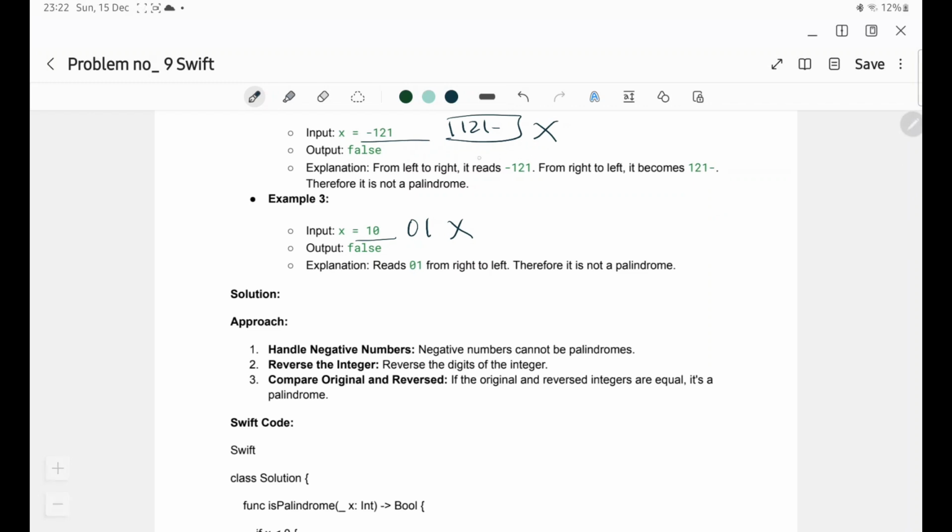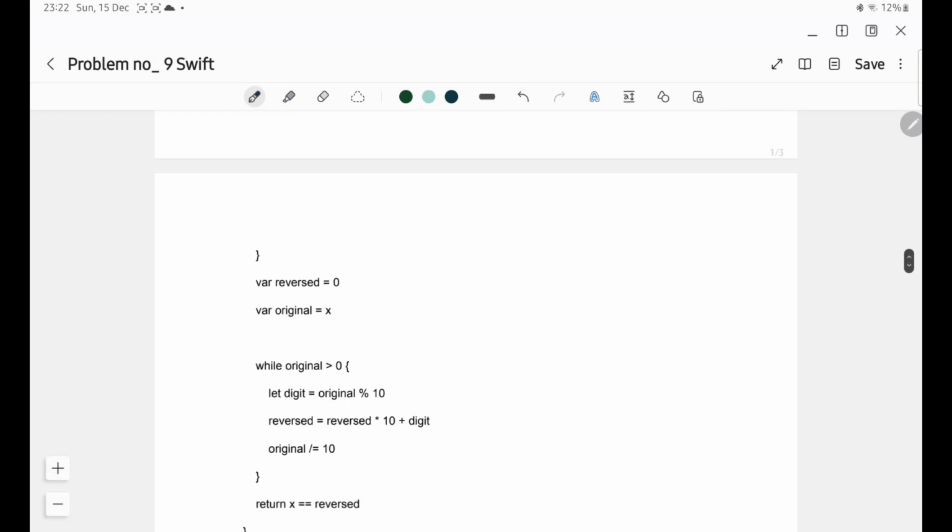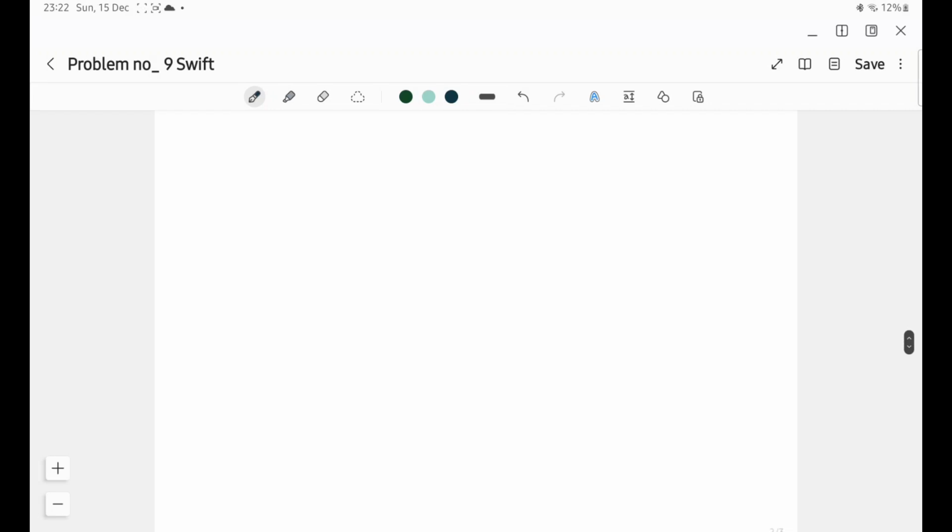As it is already mentioned here that negative values cannot be a palindrome number, we just eliminate them by checking at the very beginning. If it is a negative number, we return false. Now we reverse the integer and then compare. There are several ways to reverse the integer and compare. One is that we can convert it to a string, reverse it and check.